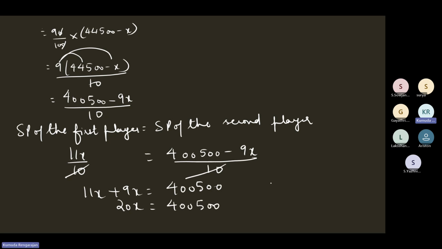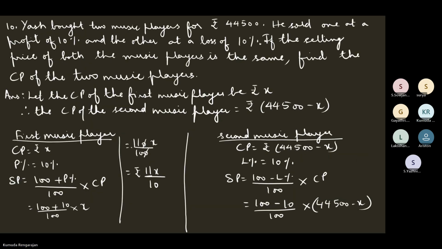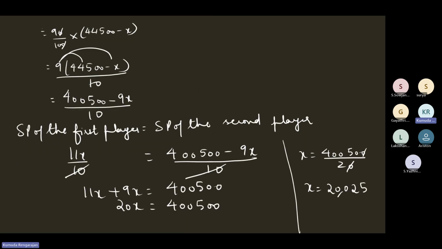So x is equal to 4,50,000 divided by 20. 0, 0 cancels. 2 2s are 4, 2 2s are 4... x is equal to 22,500... This is the CP of the first music player, x. The CP of the second music player is 44,500 minus x.